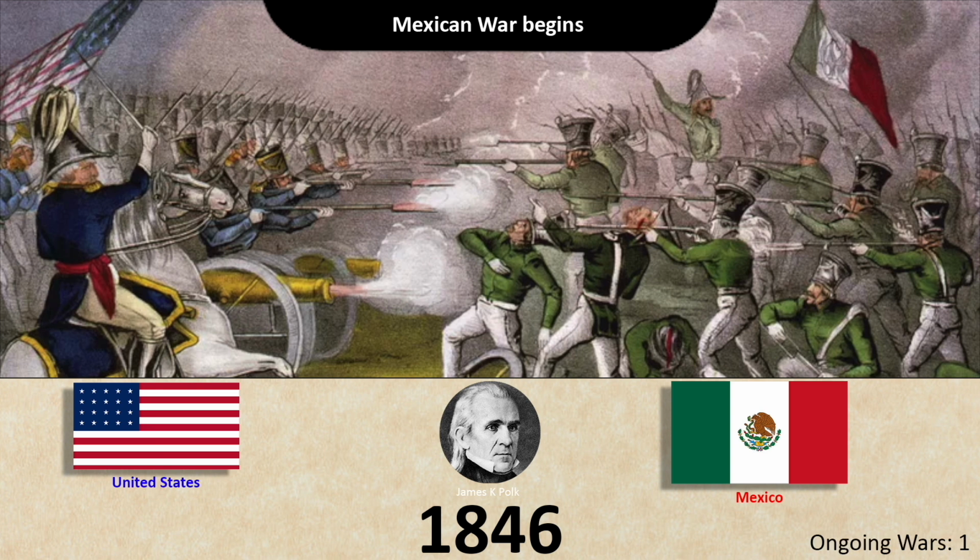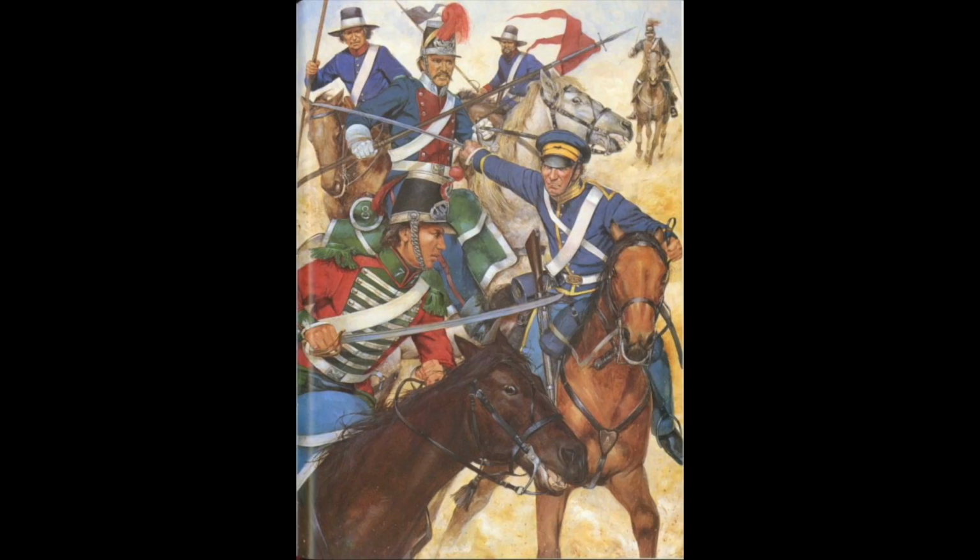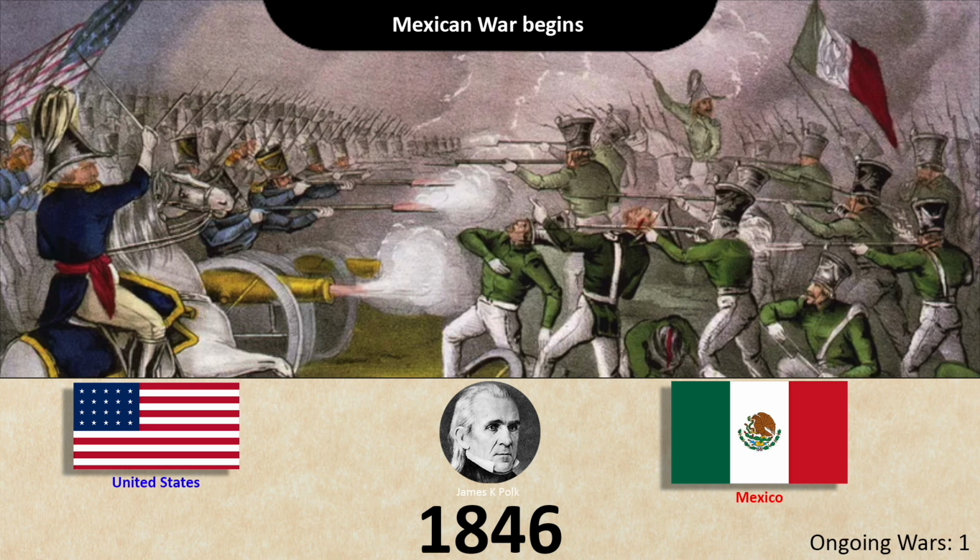And one of the first events of this war would be when a cavalry of around 2,000 forces from Mexico would attack a 70-man U.S. patrol, in which they killed 11 American soldiers and captured 52. And the war would officially begin.